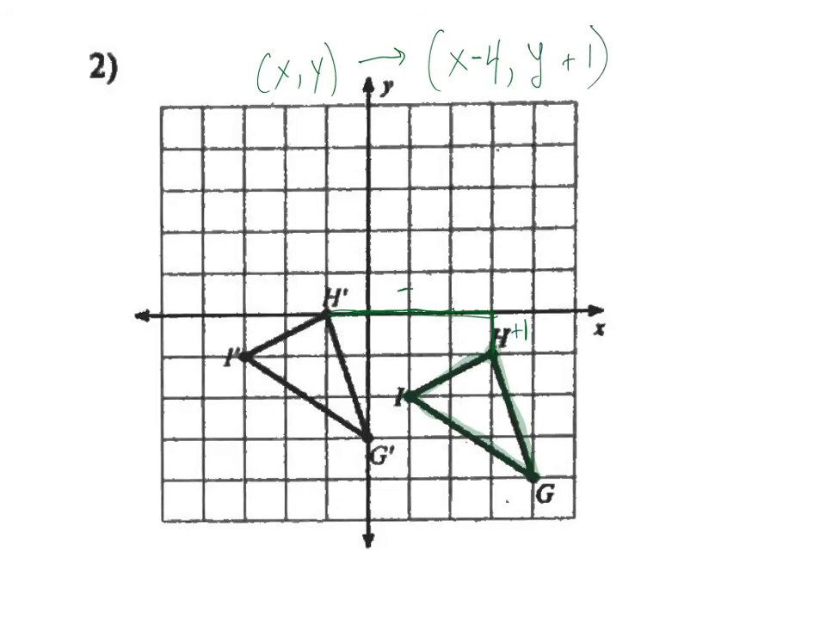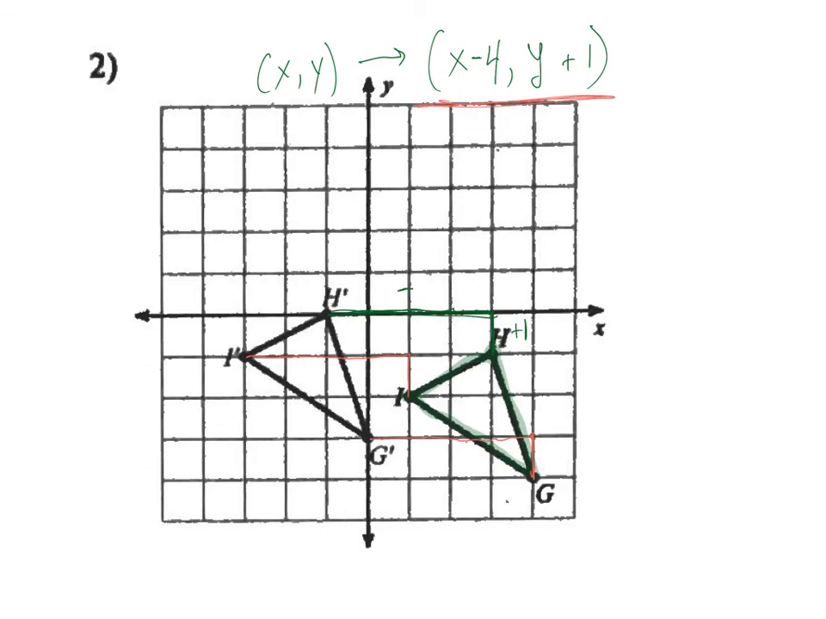We went up 1, and again, let's do a better job of connecting up 1, over 1, 2, 3, 4. So that matches. Same thing for I to I prime. It goes up 1 over 4. So all of those are true. We have our original and our new image, and we have the rule written in for that slide.